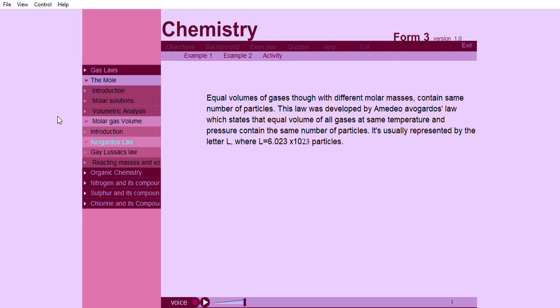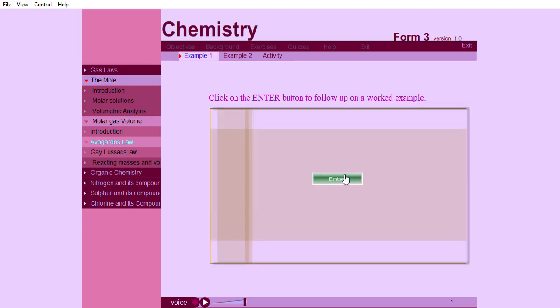It's usually represented by the letter L, where L equals 6.023 multiplied by 10 to the power of 23 particles. Click on the Enter button to follow up on a worked example.